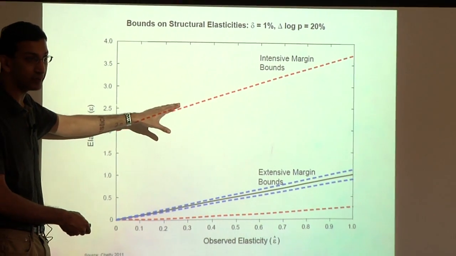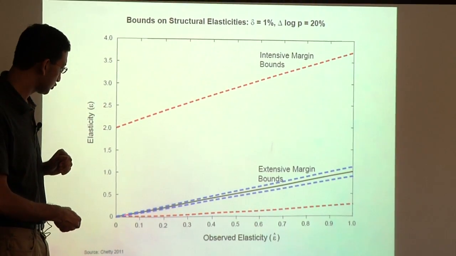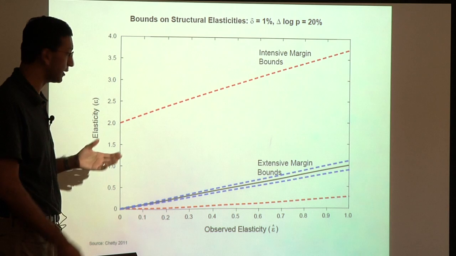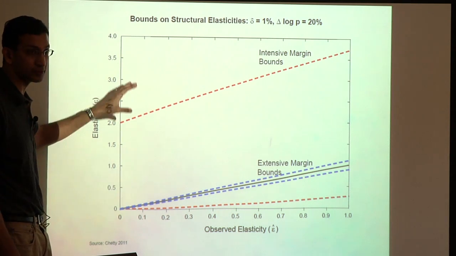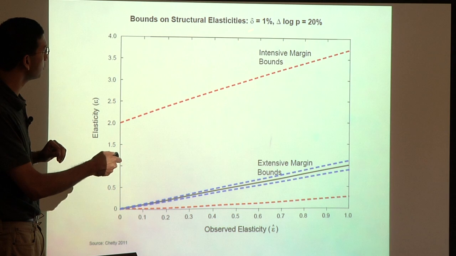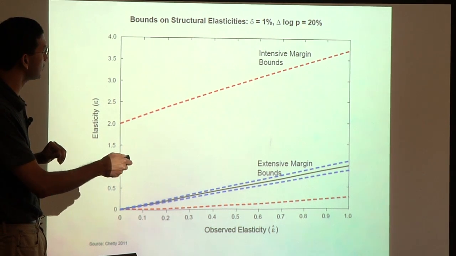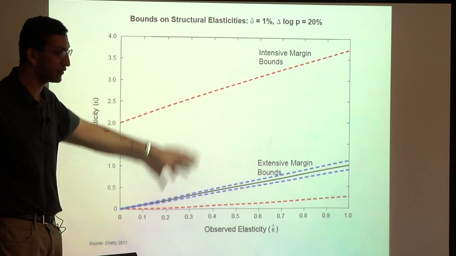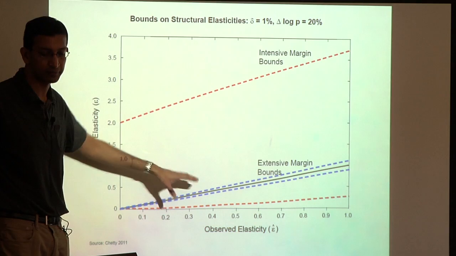Let's focus on the red series first. The x-axis is the observed elasticity that the econometrician estimates, epsilon hat. The y-axis is the bounds on the structural elasticity. I'm assuming in this calculation a delta of 1% and a price change of 20%. I'm just applying the formulas that I showed you for the intensive margin, and then a similar formula for the extensive margin.